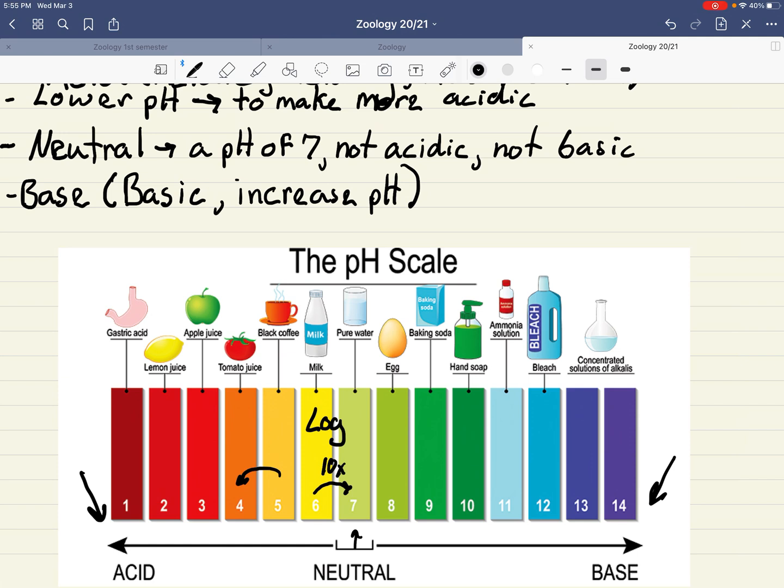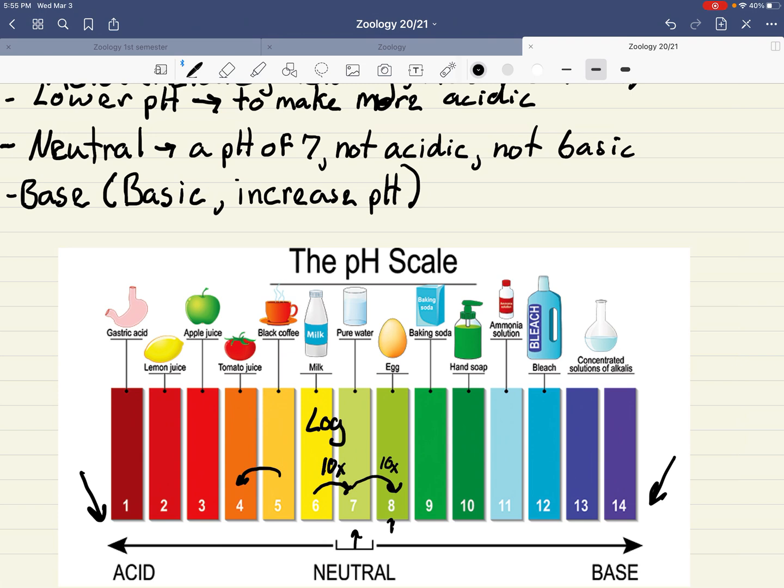And if we go two number places, two number values, that's another 10 times. So a pH of 8 is 10 times 10, which is 100 times more basic than a 6. So that's what a logarithmic scale means. On this scale, anything below a 7 is considered an acid. Anything above a 7 is considered a base.